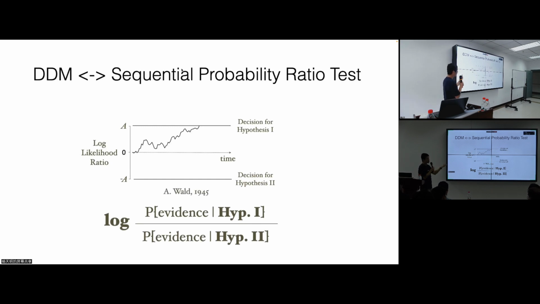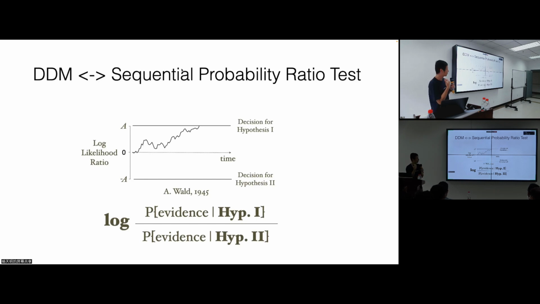This sequential probability ratio test was first proposed by Abraham Wald in 1945. And he also showed that the SPRT happens to be the test that can help you to reach the fastest decision given the accuracy you want to have. Okay, so any question regarding this? No? Okay. So now we have this test.